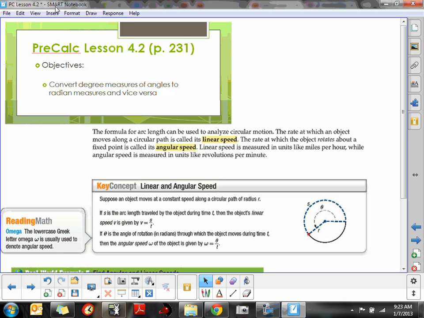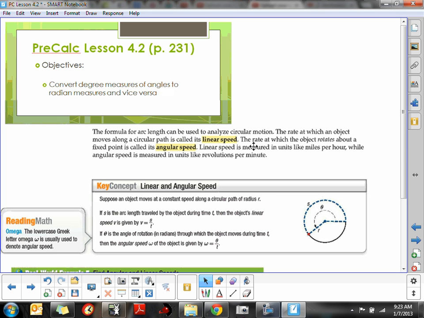The next thing we're going to do is use radian measures to help us calculate linear speed and angular speed. They got a quick little definition here for each of these. The rate at which an object moves along a circular path is called its linear speed. So we're dealing with distances it travels along the outside edge of the circle, divided by the unit of time, is called its linear speed.